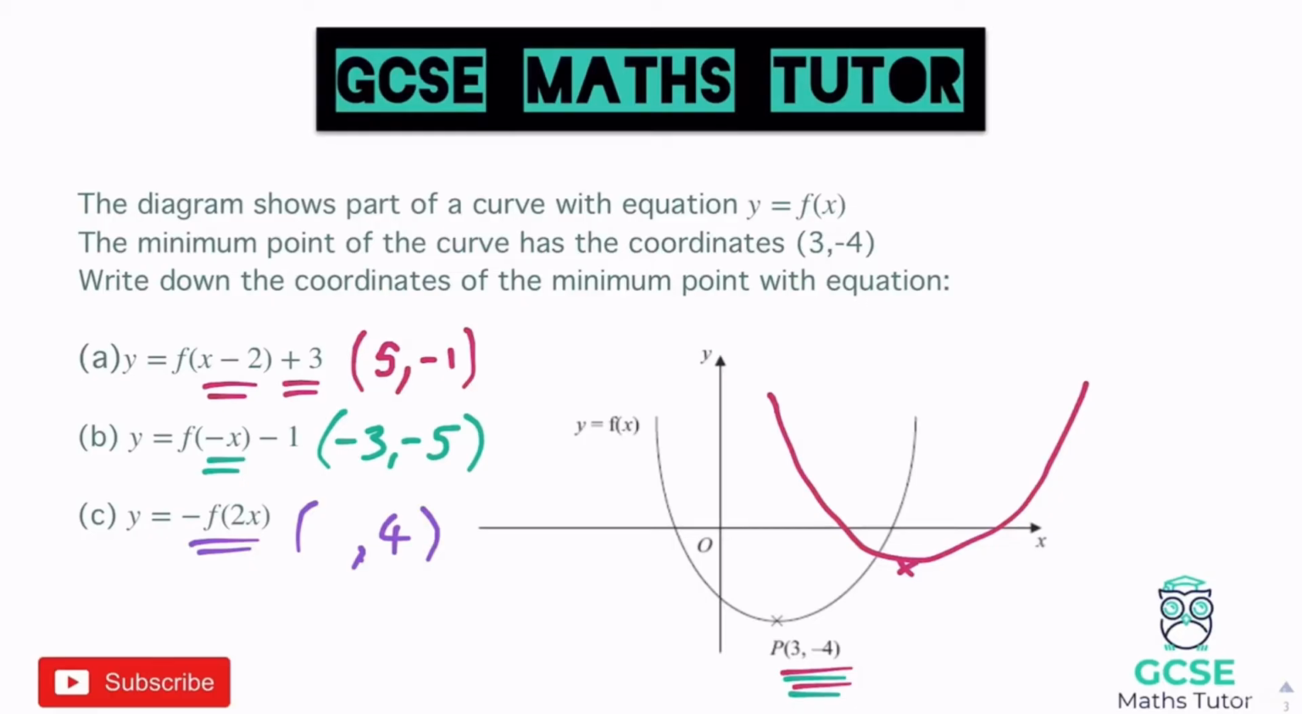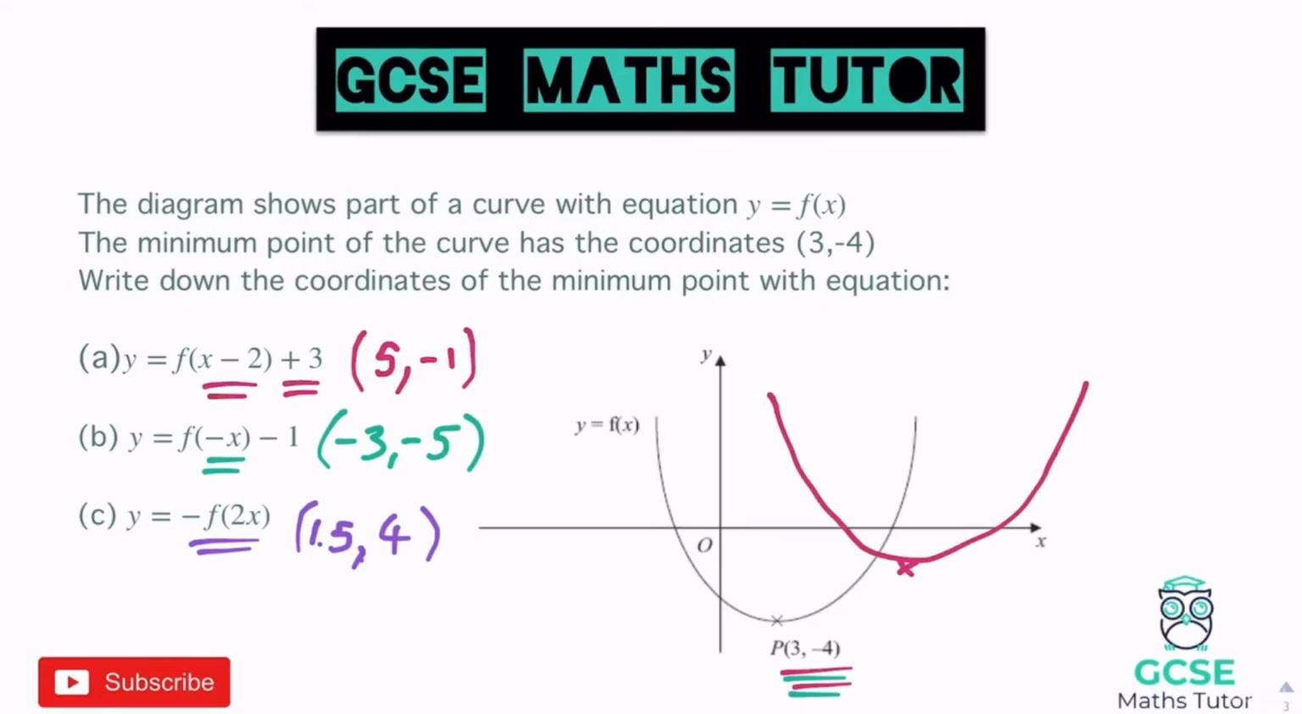Then looking at the 2x, that's inside the bracket, so it does the opposite of what we'd expect. So instead of timesing the x coordinate by 2, it's going to divide it by 2. And the current x coordinate is 3, so dividing that by 2 is not going to give us a whole number, it's going to give us 1.5. There we go. And we can have decimal coordinates as well. That's absolutely fine. It's just halfway between 1 and 2, isn't it? So 1.5 being our x coordinate.